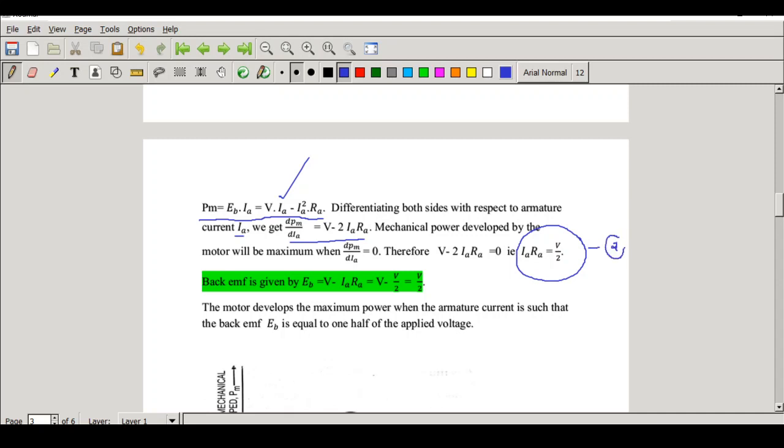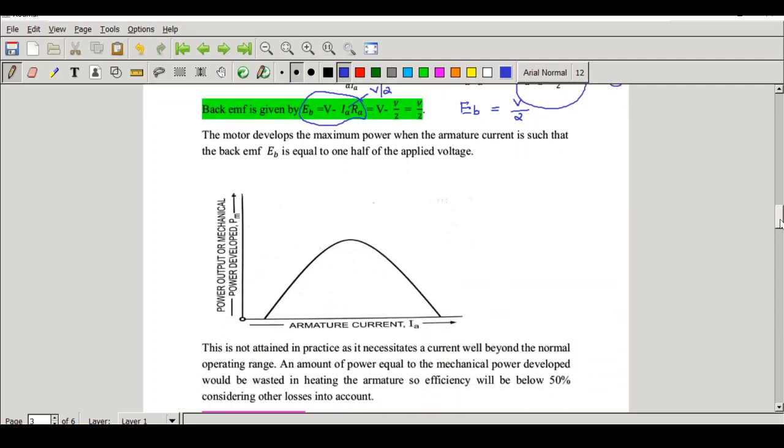Now just substitute this in our original equation, that is back EMF is equal to V minus Ia Ra. Instead of Ia Ra, you substitute V/2. So the final expression we get is back EMF Eb = V/2. What is the meaning of this? In the case of a DC motor, maximum power will be developed when the back EMF generated is equal to half the applied voltage. Practically this is not implemented, but still this is the condition for getting the maximum power in the case of a DC motor.